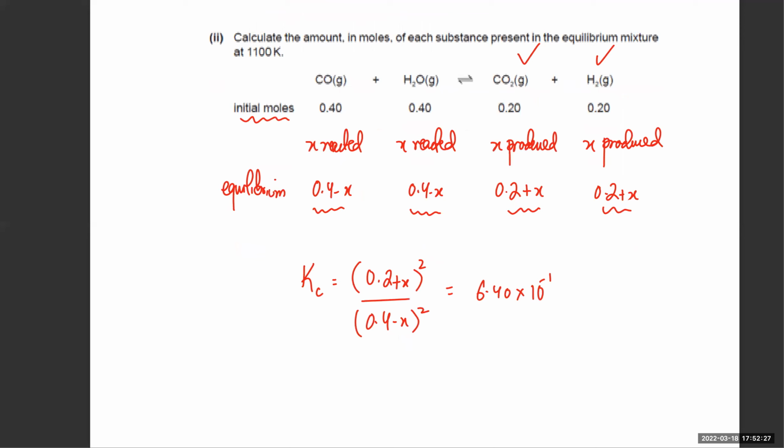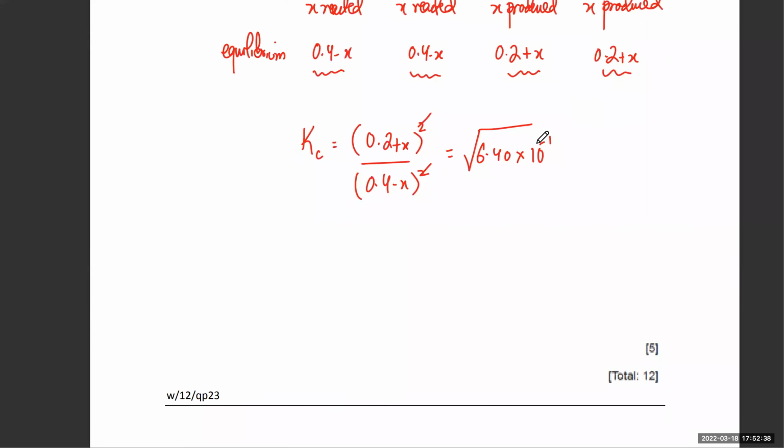So pehla kaam kya karoge? You'll take the under root. If you take the under root on both sides, this would become under root 6.4 into 10 power minus 1. And then you're going to try, this is 0.64 basically. So then you're going to try and solve this. It's going to be 0.2 plus x. Okay, or I'm going to take this to this side. So it's going to become 0.4 minus x into 0.64 under root, right?